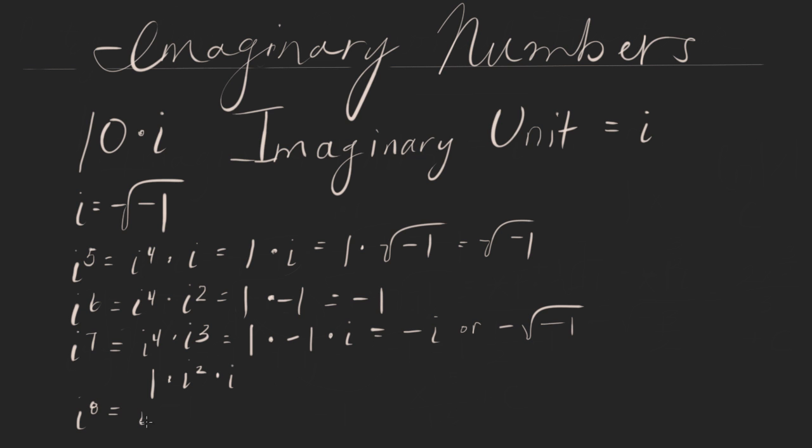i to the 8th is an easy one. You just have i to the 4th times i to the 4th, which is just 1 times 1, and that equals 1. So you can see that every time we count up by 4, we reset back to i to the 4th or 1. So with larger numbers, you can just divide by 4 and apply this to the remainder. So it's pretty straightforward.